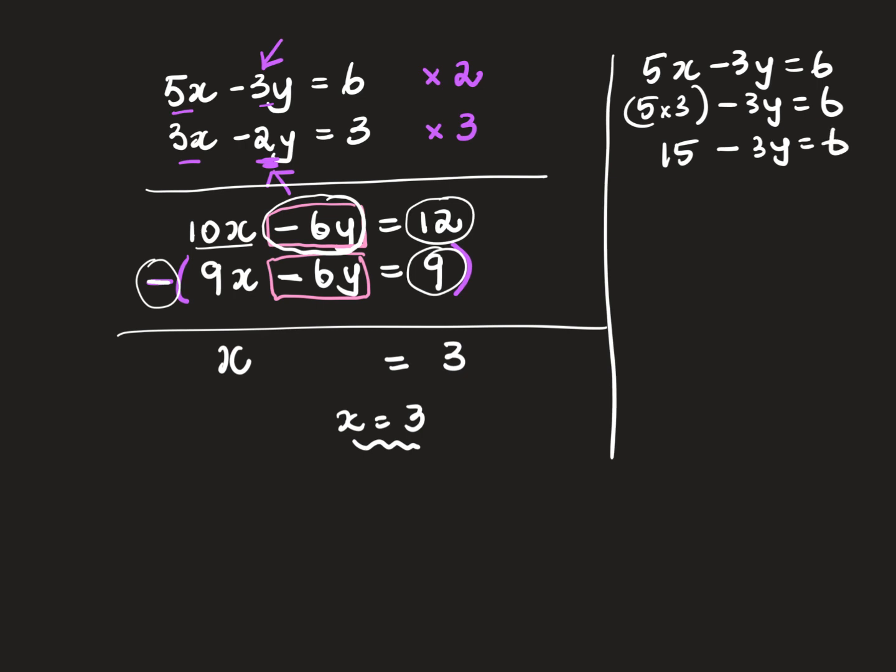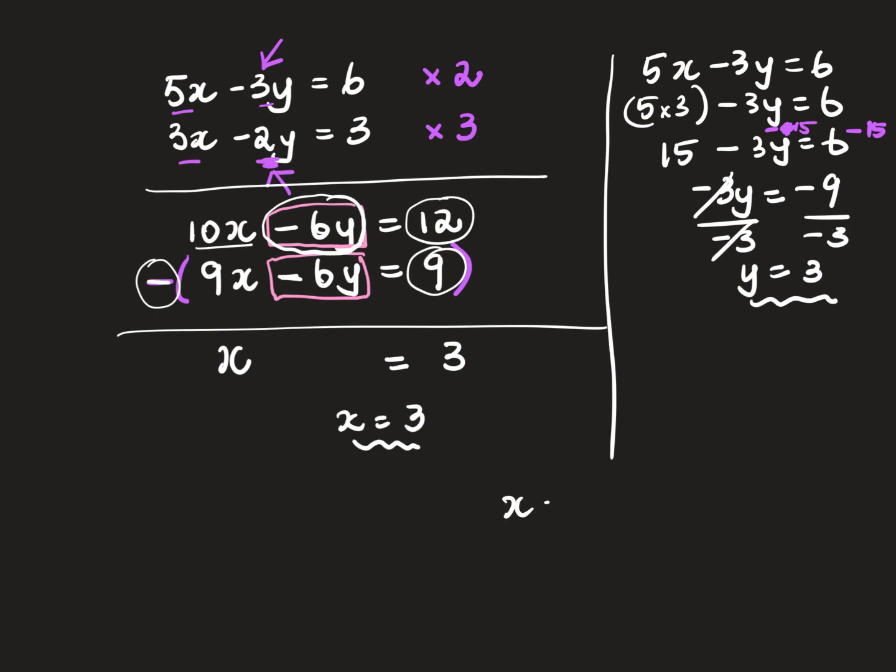What I need to do, get rid of that 15. Subtract 15 from both sides. That's going to leave me with negative 3y equals 6 minus 15. Use your calculator for these if you need to. That will be negative 9, divide by negative 3, and I get y is equal to 3. So my solution is x equals 3, y equals 3.